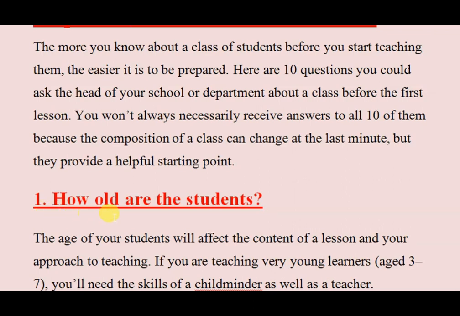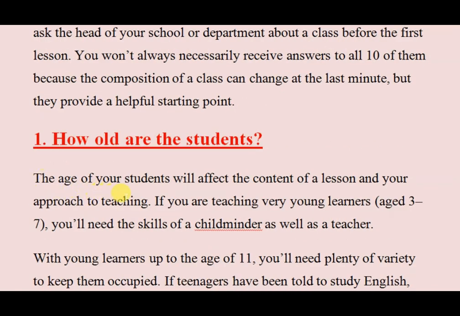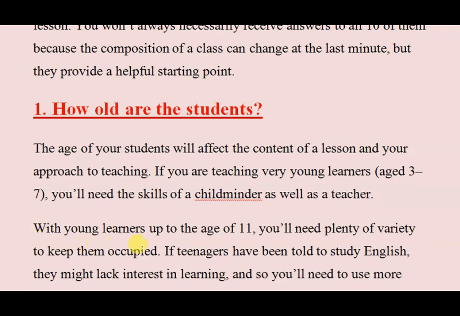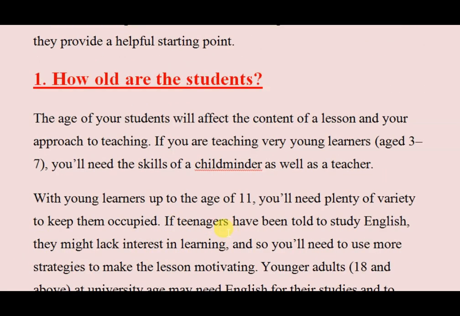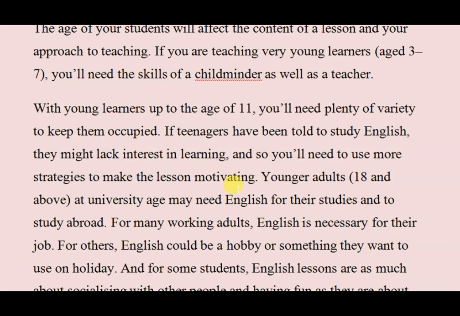1. How old are the students? The age of your students will affect the content of a lesson and your approach to teaching. If you are teaching very young learners, aged 3-7, you'll need the skills of a childminder as well as a teacher. With young learners up to the age of 11, you'll need plenty of variety to keep them occupied. If teenagers have been told to study English, they might lack interest in learning, and so you'll need to use more strategies to make the lesson motivating.